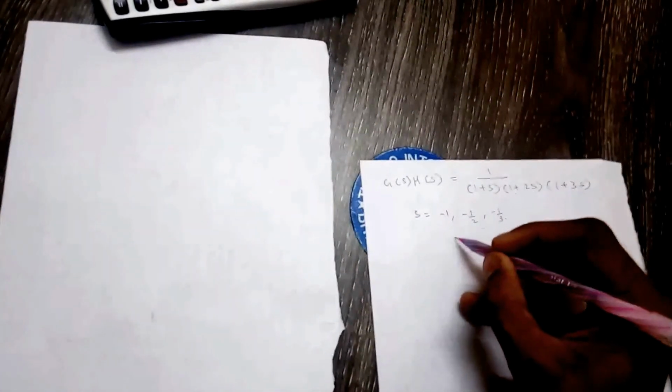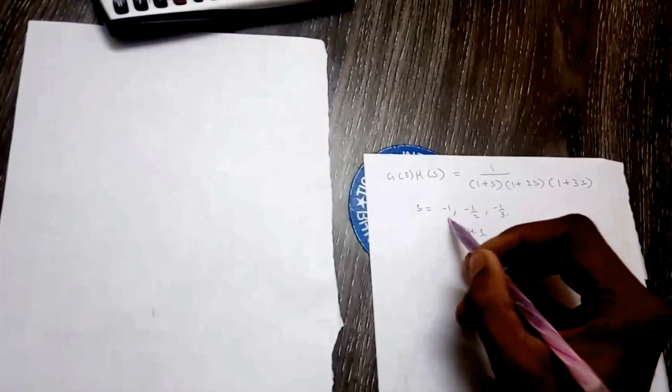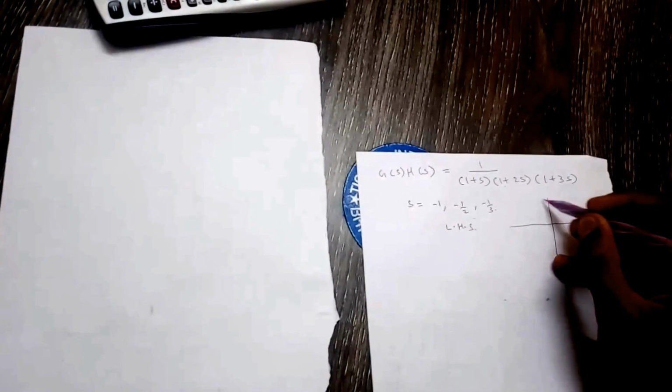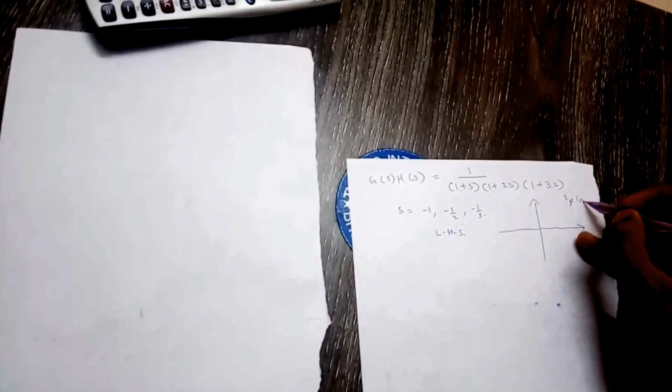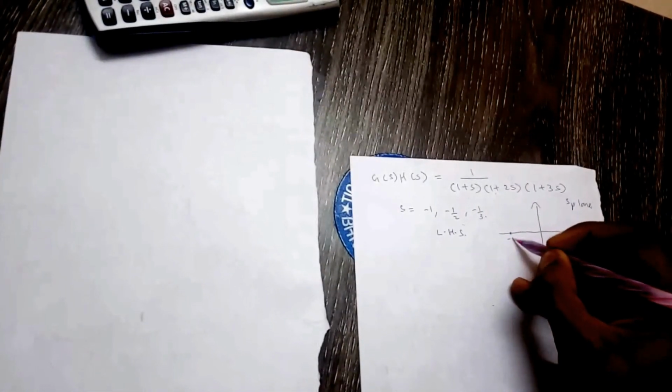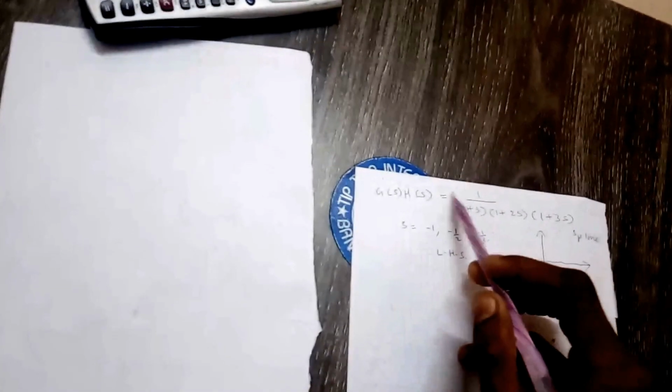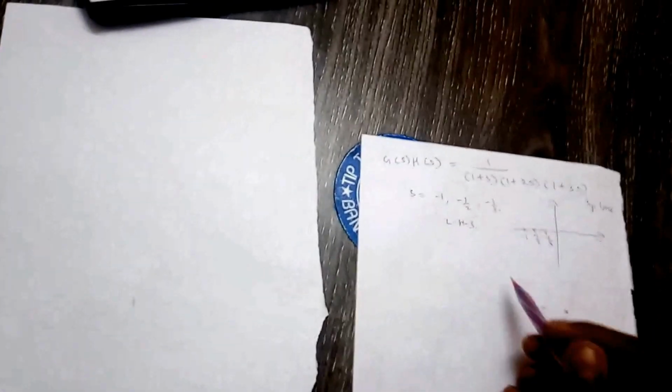Plotting these, they are all on the left half of the s plane, as we can see due to the minus signs. So plotting this on the s plane, this is the s plane. We have these points at -1, -1/2 and -1/3. Here we must notice that there is no pole at the origin. So there is no pole at the origin.